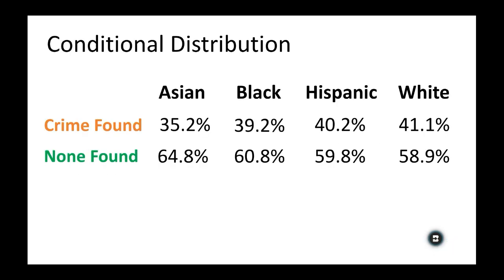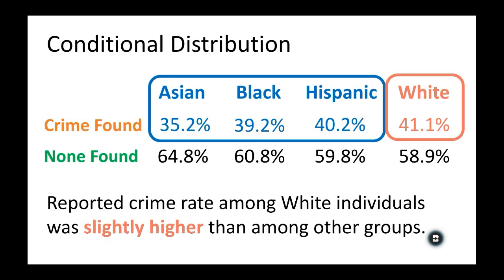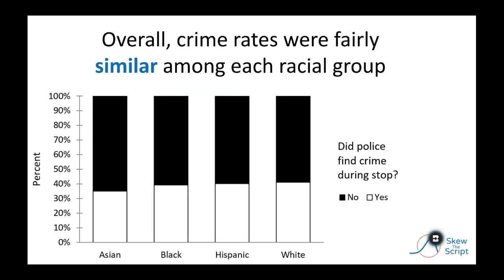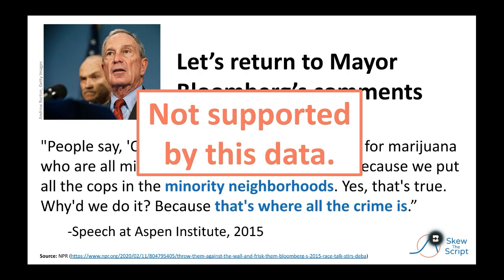When we look at the conditional distributions, we find that reported crime rate among white individuals was slightly higher than among other groups, and that overall crime rates were fairly similar among each racial group. Therefore, Bloomberg's claim about crime rates is not supported by this data. And it's worth noting, this data can't definitively prove or disprove his claims. For example, the rates of crimes discovered by police stops may differ from the rates of undiscovered crime.